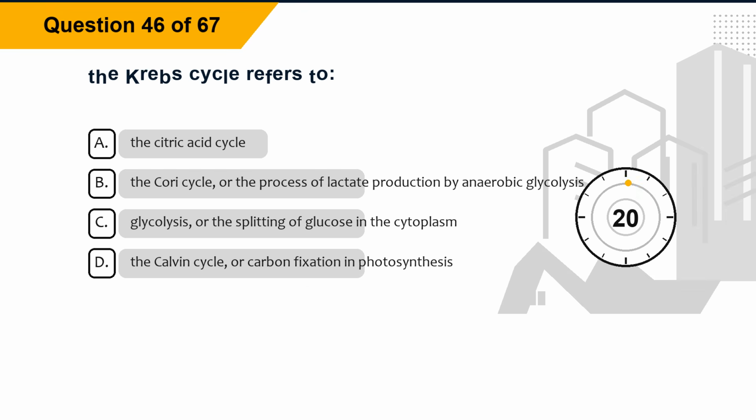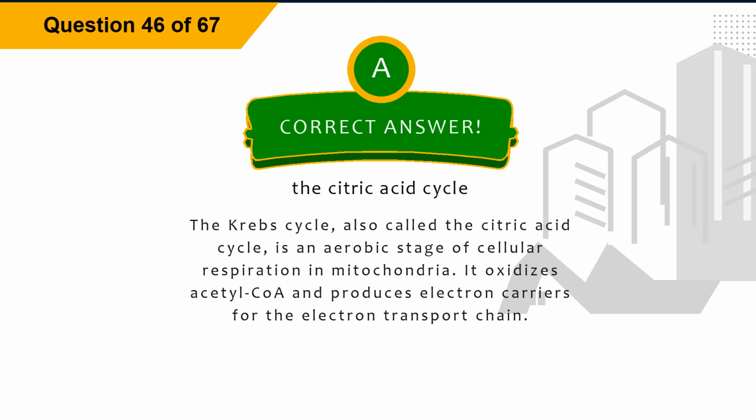Question 46. The Krebs cycle refers to option A. The citric acid cycle. Option B. The Cori cycle, or the process of lactate production by anaerobic glycolysis. Option C. Glycolysis, or the splitting of glucose in the cytoplasm. Option D. The Calvin cycle, or carbon fixation and photosynthesis. The correct answer is option A.